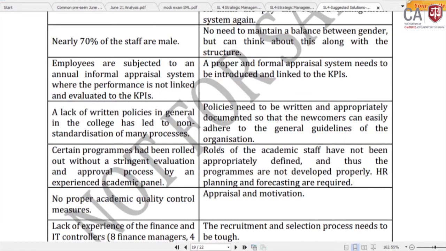A lack of written policies in general in the college has led to non-standardized of many processes. Policy need to be written and appropriate documents so that the newcomers can easily adhere to the general guideline of the organization. Develop policies and procedures, very simple.